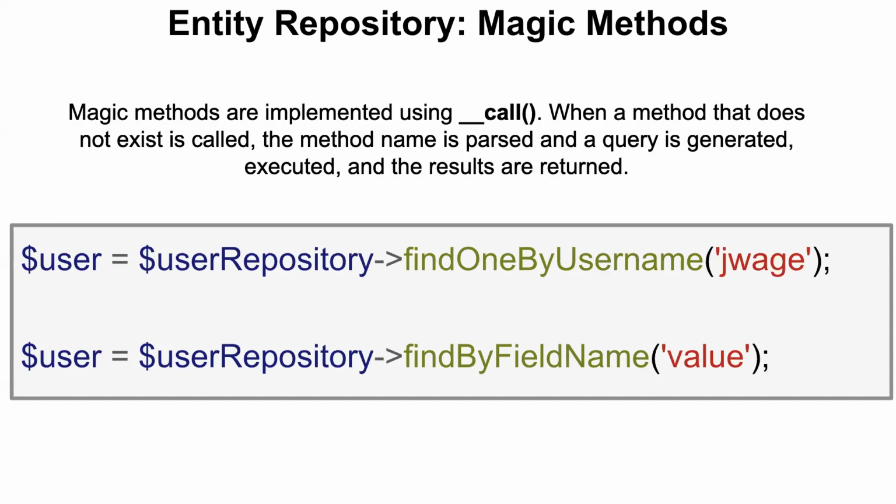The entity repository also has several methods available that you can use to make very common queries. It uses the __call method to allow you to call any method. The first query, findOneByUsername, is going to literally execute a query that says select star from user where username equals the value that gets passed through this method. And the same for findByFieldName, except it's going to return multiple user records that match fieldName equals value.